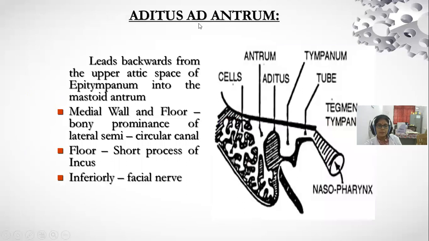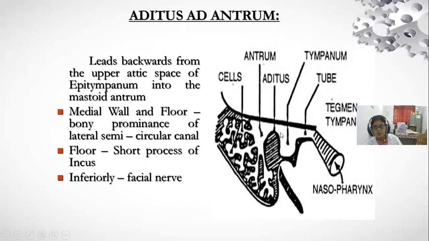So aditus and antrum. This leads backwards from the upper attic space of the epitympanum into the mastoid antrum. So the aditus and antrum are present in the posterior wall of the middle ear, which connects your tympanic cavity to the mastoid. The medial wall is formed by the bony prominence of the lateral semicircular canal. The floor is formed by the short process of the incus, and inferiorly by the facial nerve.